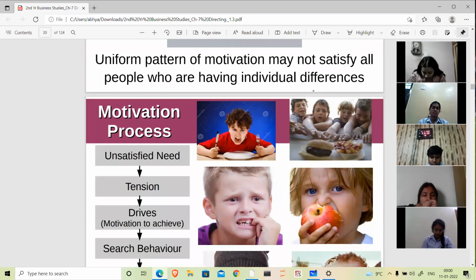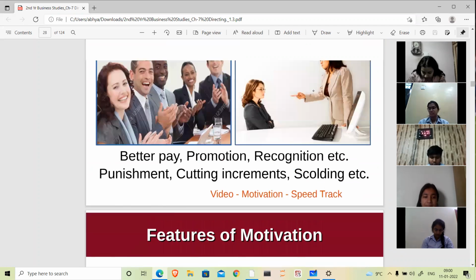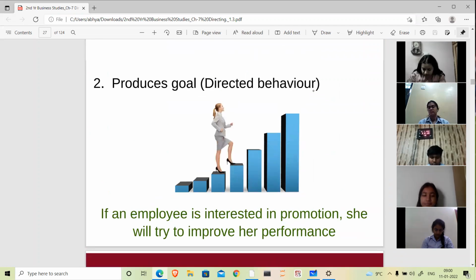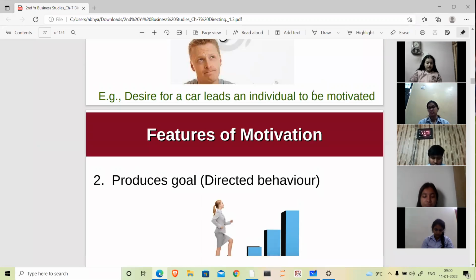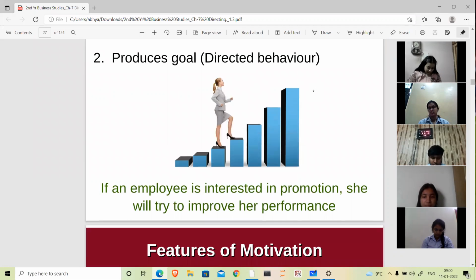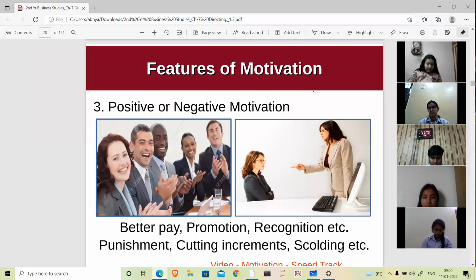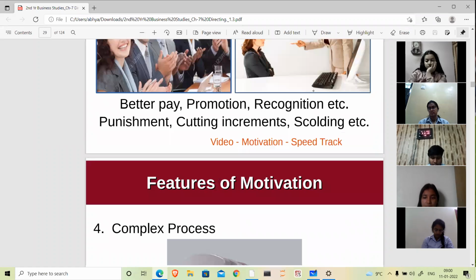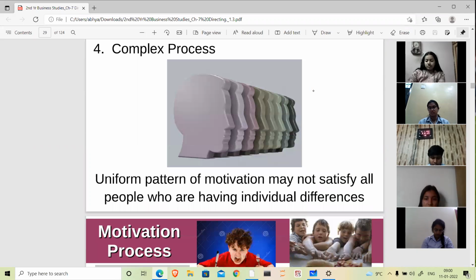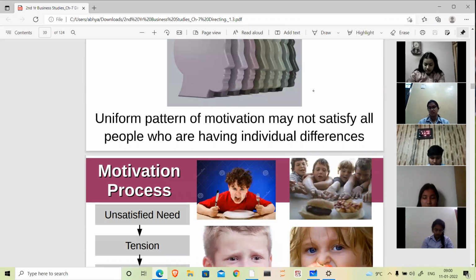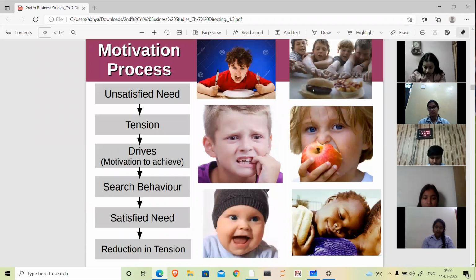Next is the motivation process. So these 4 are the features of motivation. First, internal feeling. Second, it produces goal-oriented behavior. Third, positive or negative motivation. And the fourth is complex process, because of the different, diverse needs of human beings. Next is the motivation process.